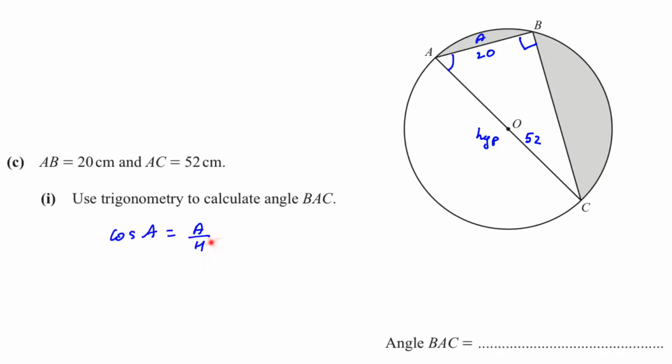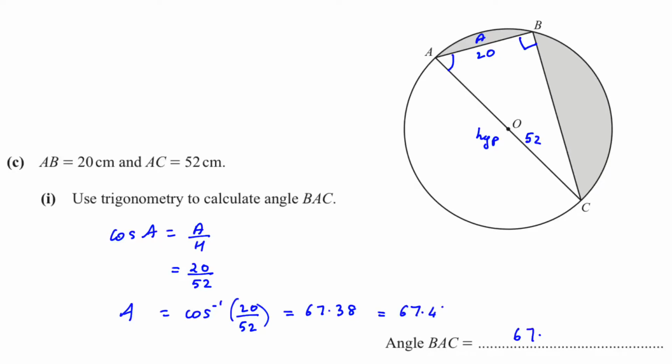If adjacent and hypotenuse are given to us, it means we are going to use the cos rule. Replace your adjacent and hypotenuse, 20 over 52. Therefore, A is equal to cos inverse 20 over 52. This will give you 67.38, round it to one decimal, 67.4. So angle BAC is 67.4 degrees.